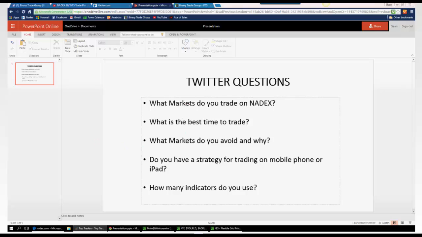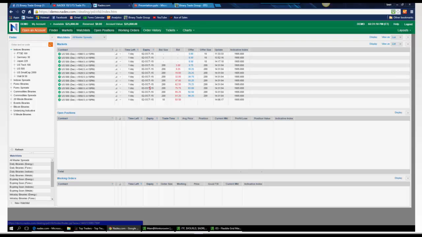So one of the first questions on Nadex is, what markets do I trade? Personally, what I trade the most is index futures. If I go in here in Nadex, I just have a demo account here, and there are several markets that you can trade on Nadex. I'm going to share with you one of the reasons why I mainly trade index futures, and how it's super important to understand liquidity when you're trading on Nadex.